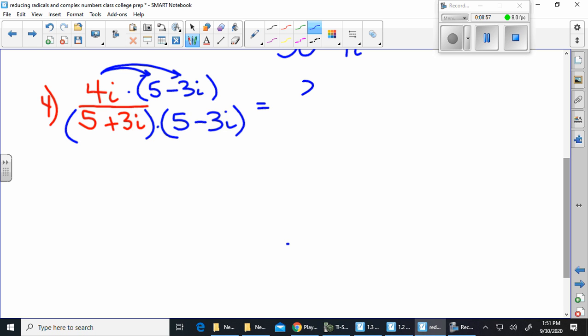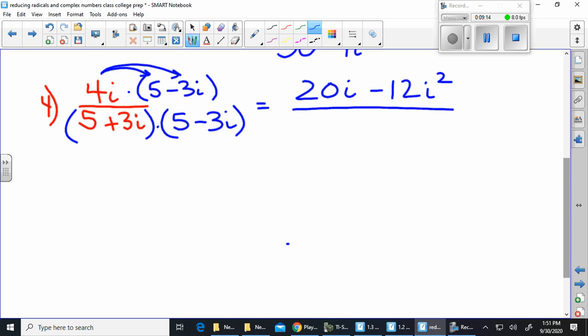4i times 5 is 20i. 4i times a negative 3i. 4 times negative 3 is negative 12. i times i is i squared.